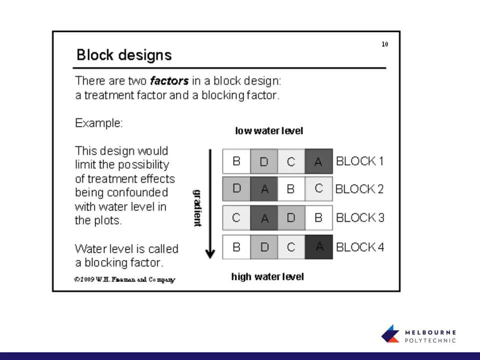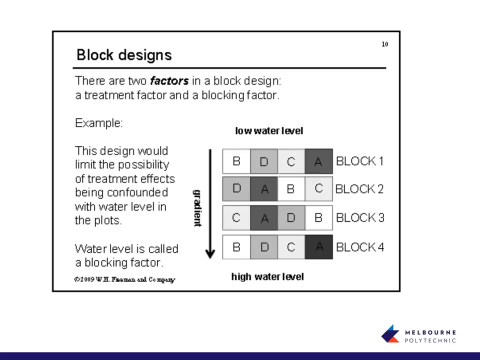However, this is not an environmentally homogeneous area. In this case, there's a water gradient. It goes from low water at the top to high water at the bottom. So if we just randomly assign treatments, fertilizer A may be overrepresented in the high water area. That extra water may make, let's say we're measuring plant height, the plants taller, which has got nothing to do with the extra fertilizer, but everything to do with the water.